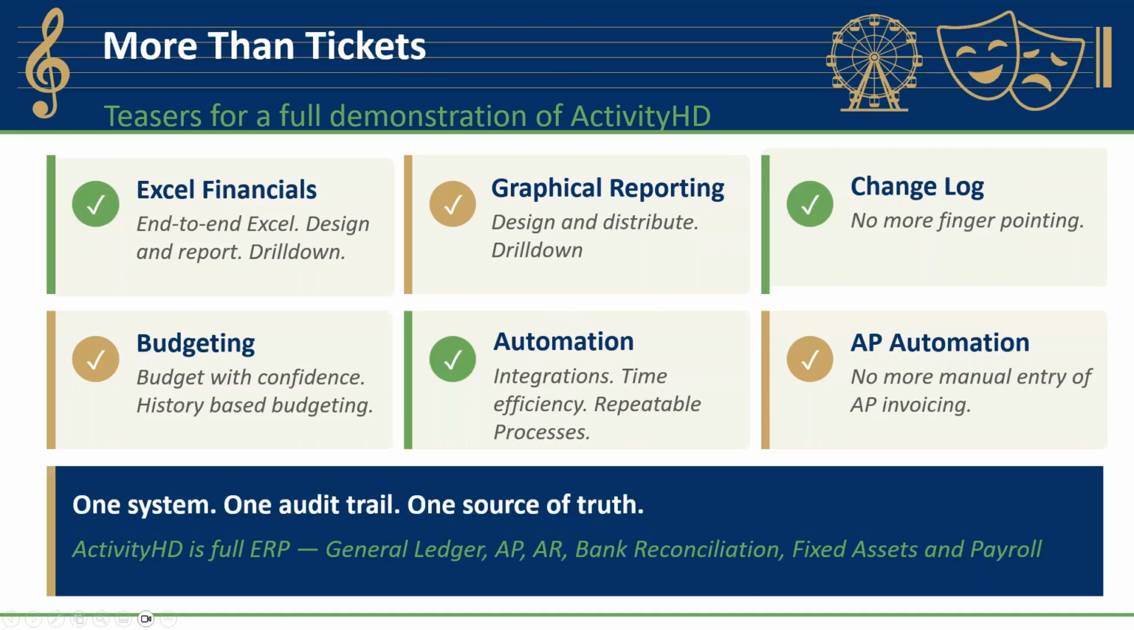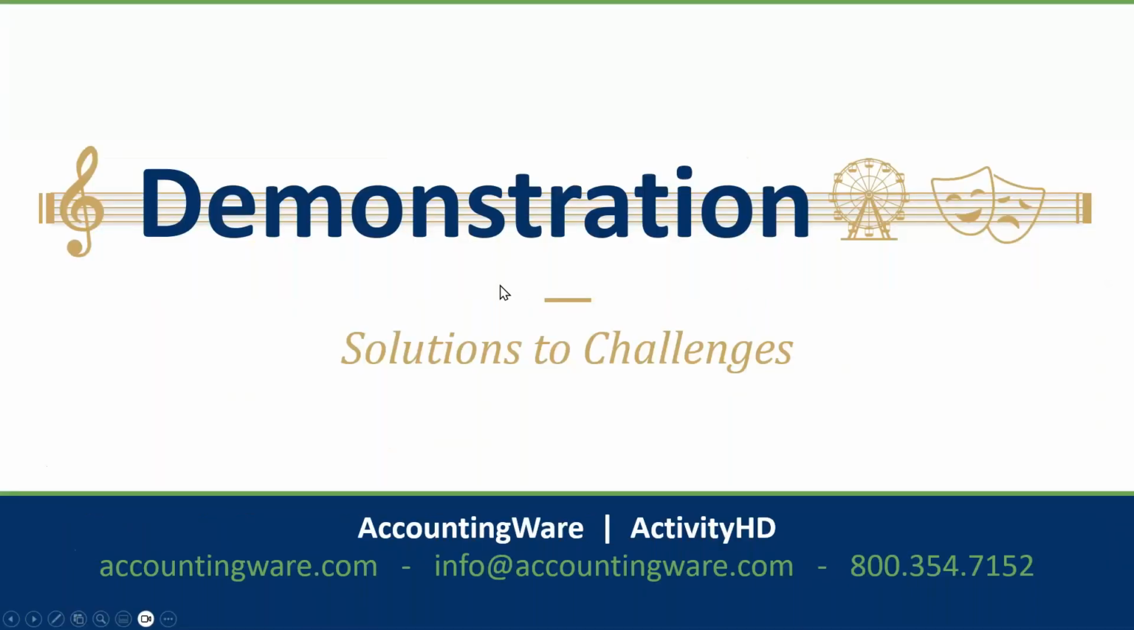So again, one system, one audit trail, one source of truth, and this is a full ERP. Now, we're not going to have time to look at most of this, of course, but besides general ledger and AP that we've talked about, and a little bit about AR, there's also bank reconciliation, fixed assets, and payroll. Not all of our customers have or need all of those. They might use an external payroll service, for example, and we can bring that data in too, but we do offer a full system. So Marvin, let's show them some of these things that we talked about.